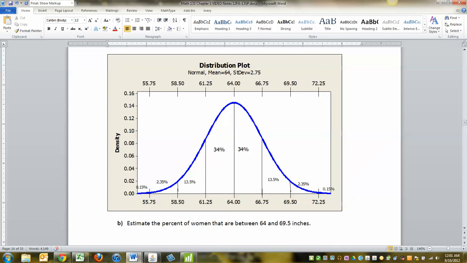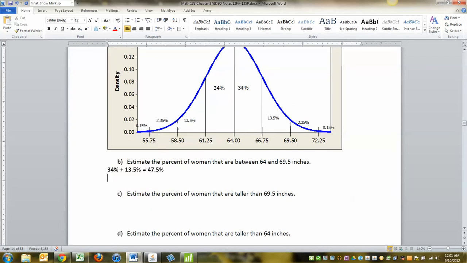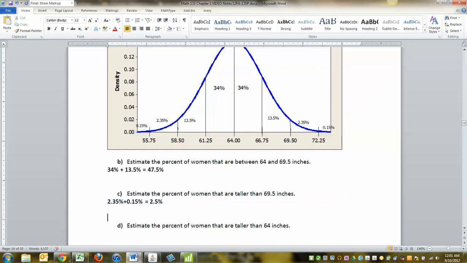Okay, well, 64 to 66 is right here. That's 34%. Plus the next group from 66.75 to 69.5 is 13.5%. So altogether, that makes 47.5%. Done. Next. What about women that are taller than 69.5? That would be 2.35% plus 0.15%, which makes 2.5%. So only 2.5% of the American women population are taller than 69.5 inches.